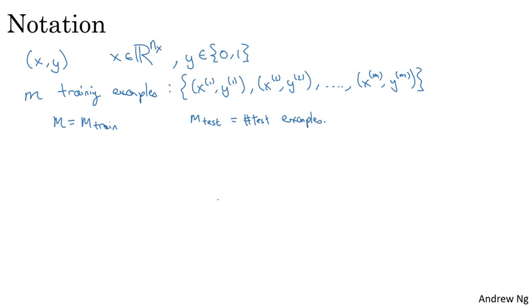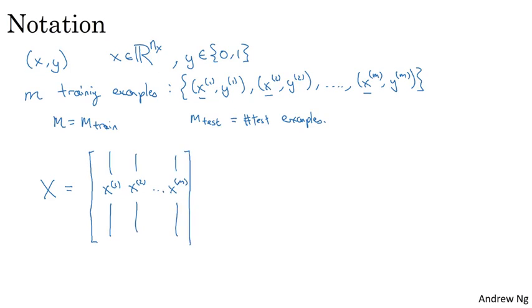Finally, to put all of the training examples into a more compact notation, we're going to define a matrix capital X by taking your training set inputs x1, x2, and so on, and stacking them in columns. So if you take x1 and put that as the first column of this matrix, and x2 as the second column, and so on, down to xm, then this is the matrix capital X. This matrix X will have m columns, where m is the number of training examples, and the number of rows, or the height of this matrix, is nx.